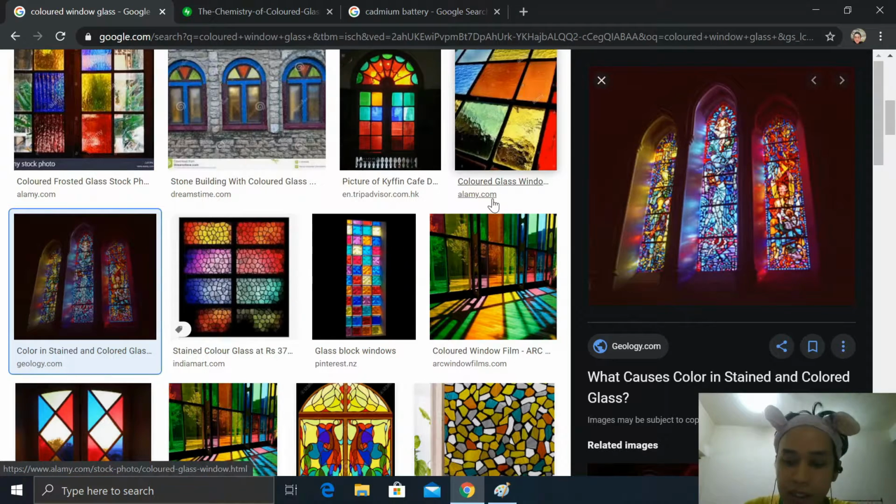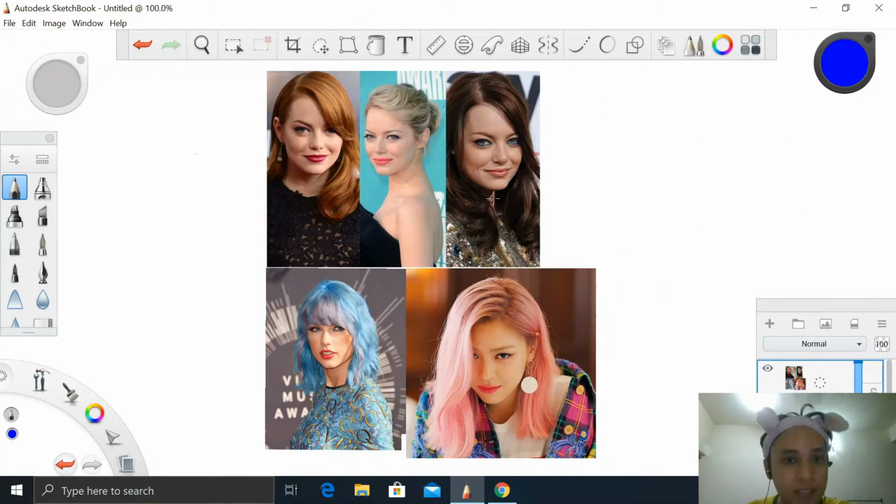Another example is this: your favorite artists, your hair color. Natural hair colors, if you are naturally blonde or naturally brown, of course that is because of your melanin, your eumelanin or your pheomelanin. But colored dyed hair, if you want to dye your hair, the chemicals that you use contain a touch of transition elements. So you can see here, this one is brownish in color.